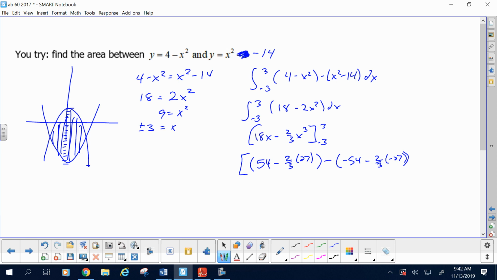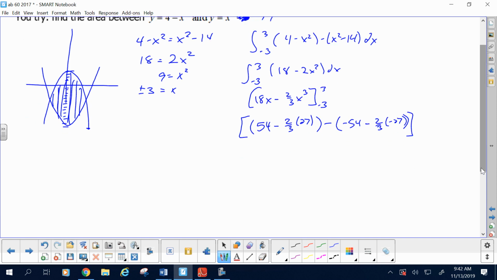I tend to go too fast and make mistakes, so I'm trying to slow myself down. So what is 2/3 of 27? 18, yeah? So 54 minus 18 minus negative 54 plus 18. I'm getting 36 minus negative 36, and that is 72. Did you win?